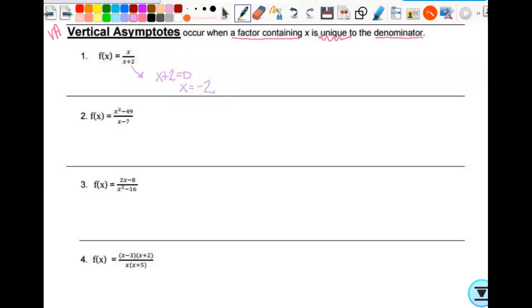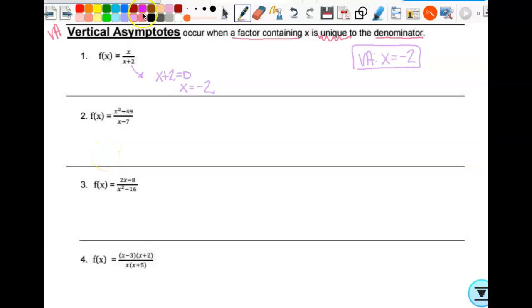So my vertical asymptote is x equals negative 2, right? Not just negative 2. It is an equation of a line. An equation requires an equal sign. Okay? Easy enough. But like I said, we've really already done that together. All right, so let's look at number 2. Looks like maybe I have an asymptote at x equals 7.